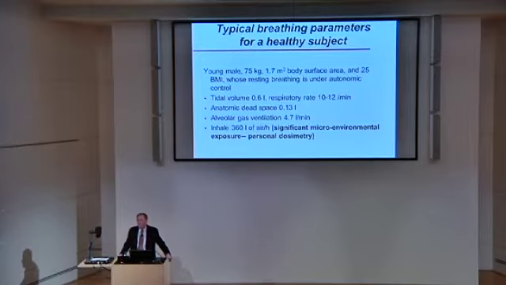A typical person, this sort of person, will breathe about 600 mils in a single breath and will breathe 10 to 12 times a minute. At that rate, you have an anatomic dead space of about 130 mils. This is the plumbing in your mouth and your trachea. And you have alveolar ventilation of about 4.7 liters. This means that this person will inhale about 360 liters in an hour.